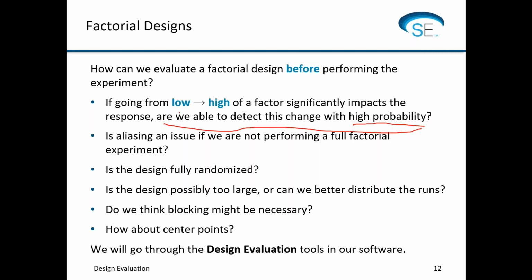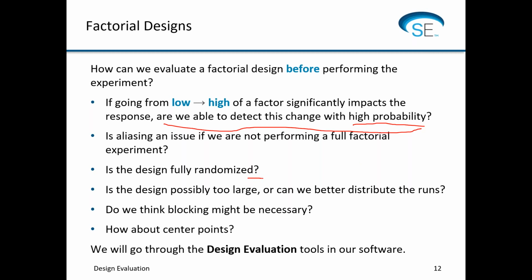Is aliasing an issue? With smaller factorial designs, a lot of times you'll do every single combination of runs, and you never even need to think about aliasing. But sometimes people have 10 factors and they can't do 1,000 plus combinations. They need to do a small fraction of them. And unfortunately, you lose some information there in the sense that you can't estimate everything independently of one another. So that's what aliasing is. You need to at least take a look at that.